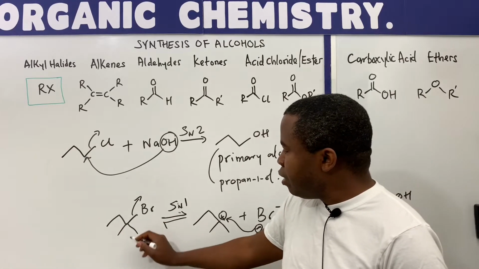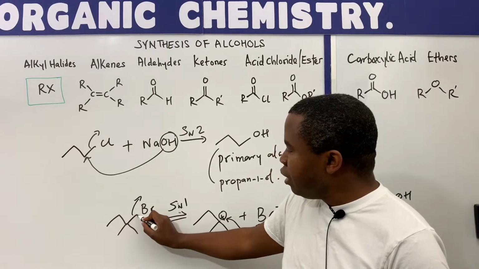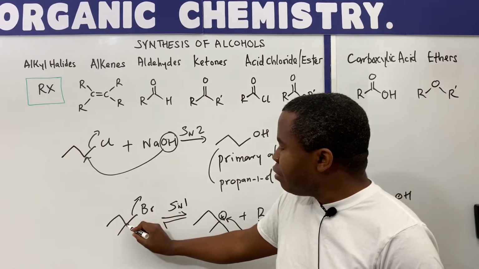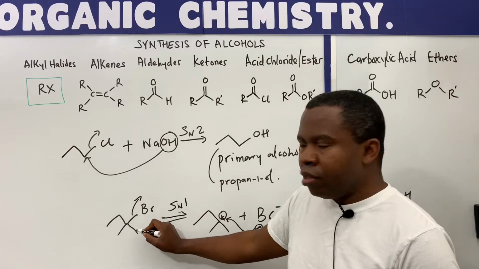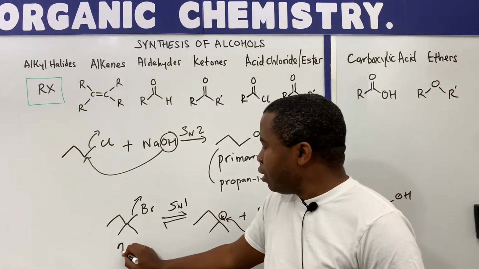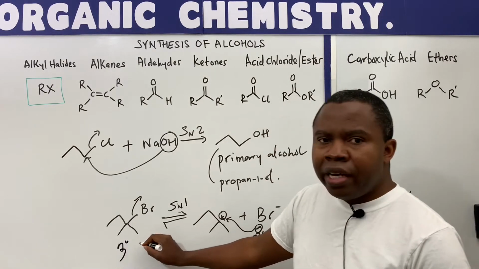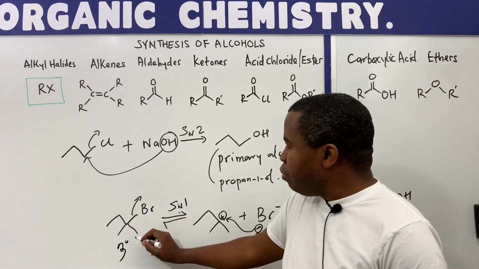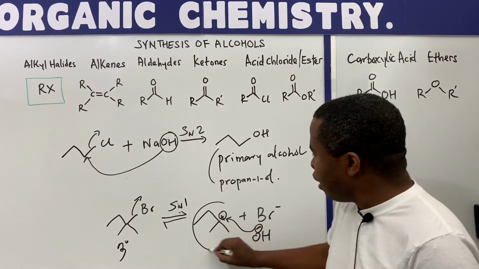And as you can see, the carbon atom that is bearing the bromine atom is carrying 3 other carbon atoms, and that is why we say this is a tertiary alkyl halide, and that is why it is able to give us a carbocation that is stable.